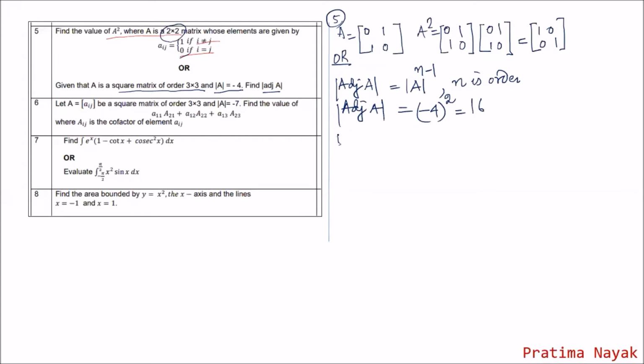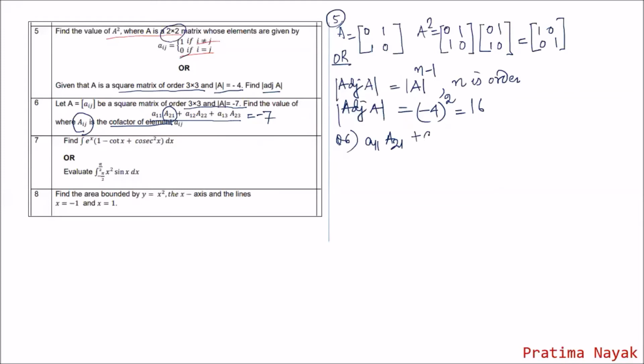Next is question number 6. Question number 6: A is a square matrix of order 3 by 3. Determinant of A is minus 7. Find the value of A11 A21 plus A12 A22 plus A13 A23, where Aij is the cofactor. Now everybody will be tempted to write this as minus 7, but this is not minus 7, because this is not the corresponding cofactor. This is a11, this is not cofactor A11. So it will be just simply 0.